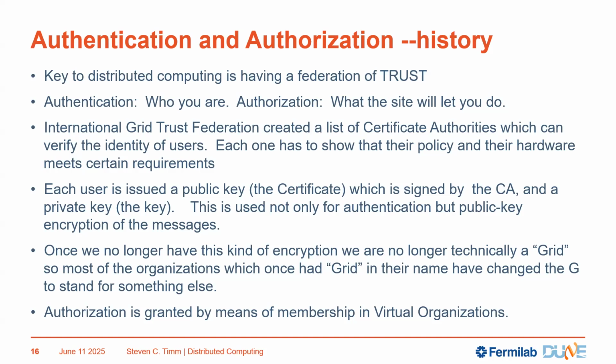Authentication and authorization, so some history. The key to distributed computing is having what's called a federation of trust. You can get the hardware, you can get the software, but if you don't have the people agreed on what you're doing, then you never make it work. All right? So authentication is who am I? You have to have some way to present who you are in the distributed computing system. Authorization is what will the site let me do, given that they know who I am.